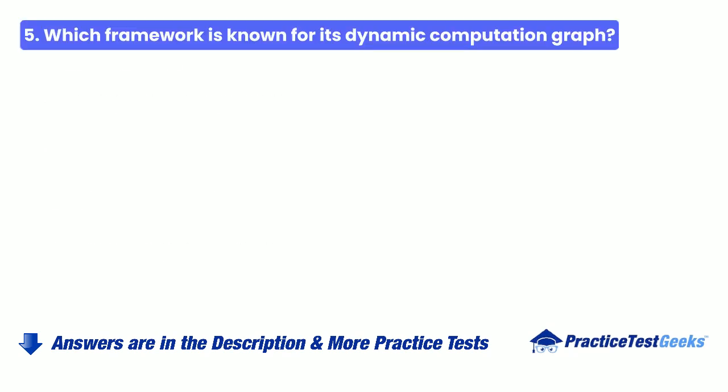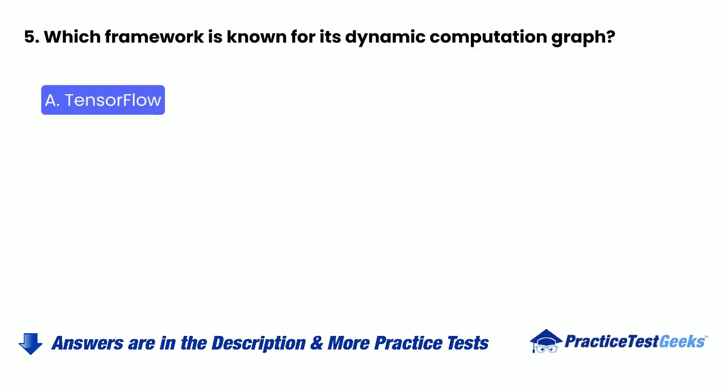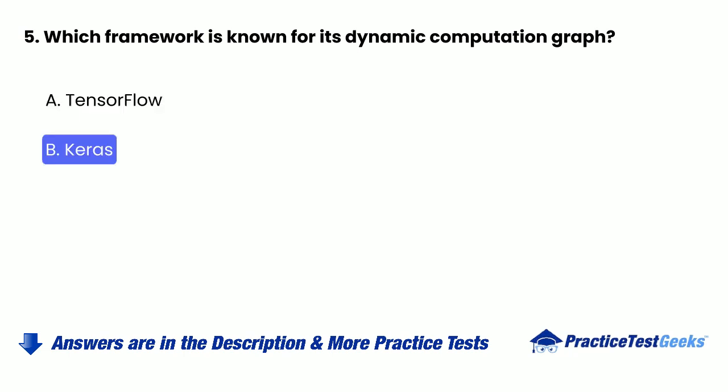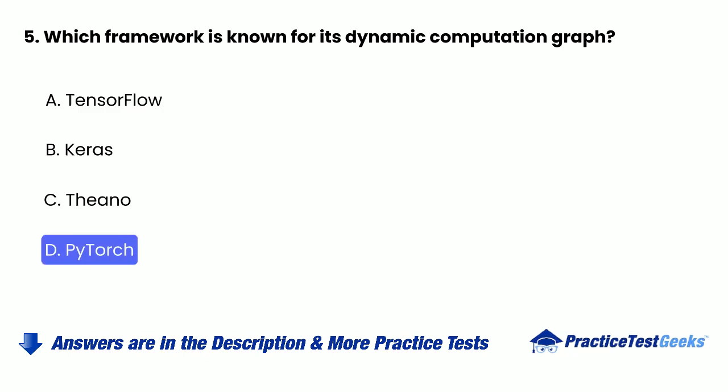5. Which framework is known for its dynamic computation graph? A. TensorFlow. B. Keras. C. Theano. D. PyTorch.